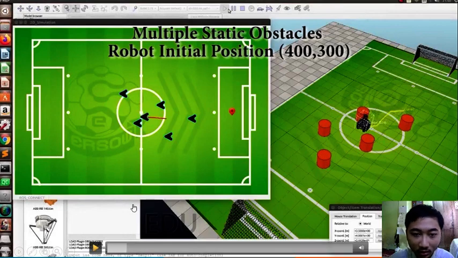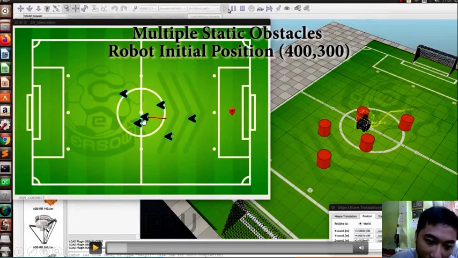Okay, this is the third experiment. We have the coordinate 400 and 300 in here. So the robot has to go between the objects. This line is the direction of the sub-target. The direction is changing in real time, so the path changes and the robot has to follow it.